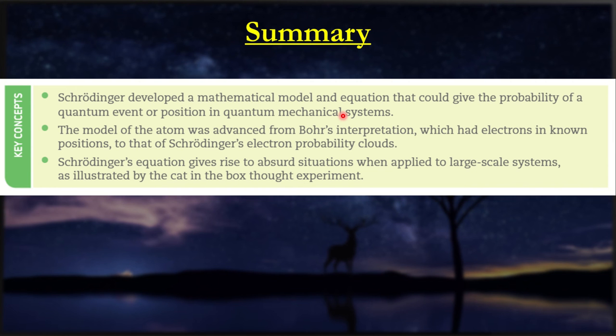So he developed a mathematical model, an equation that gives us the probability of the positioning of the electrons. The model was an advanced interpretation of Bohr's interpretation. So instead of the quantized energy states or the specific levels, he used electron clouds. And it gives rise to an observed situation that when applied to large-scale systems, with the box, how we can only observe one thing and not the other. Okay, so that kind of rounds off our explanation of the quantum model of the atom.